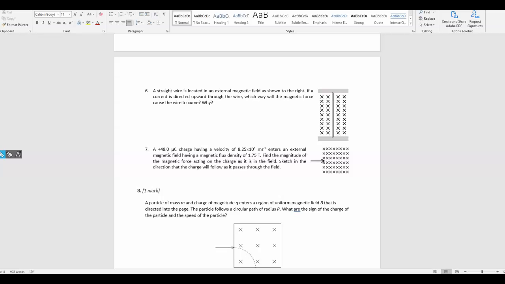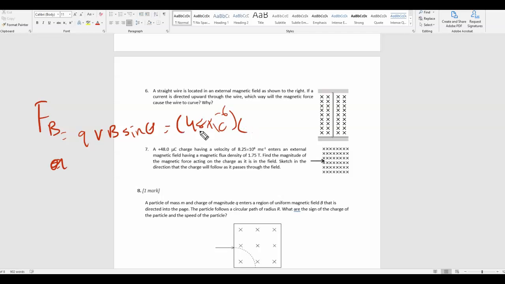Find the magnitude of the magnetic force. That is no problem at all. That is QVB sine theta. I'll do it over here though. Okay, so Q is 48 times 10 to the negative 6. V is 8.25 times 10 to the 6. B is 1.75. And then if you look at the picture, you can see what theta is.